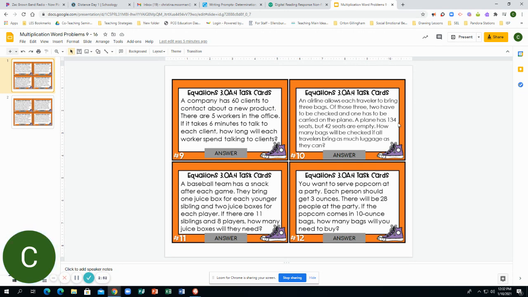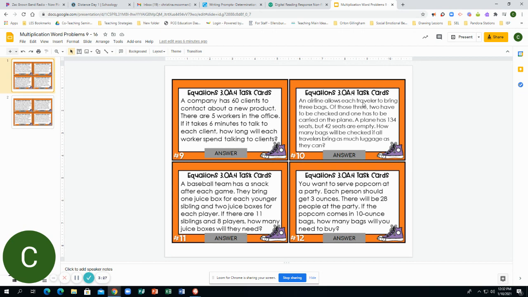A plane has 134 seats, but 42 seats are empty. So how many seats are full on the plane? If you said, I need to take 134 and subtract 42, you're exactly right. So pause your video, take 134 and subtract 42 to find how many seats are full or how many people are on the airplane. Okay, so we know that there are 82 people on the airplane.